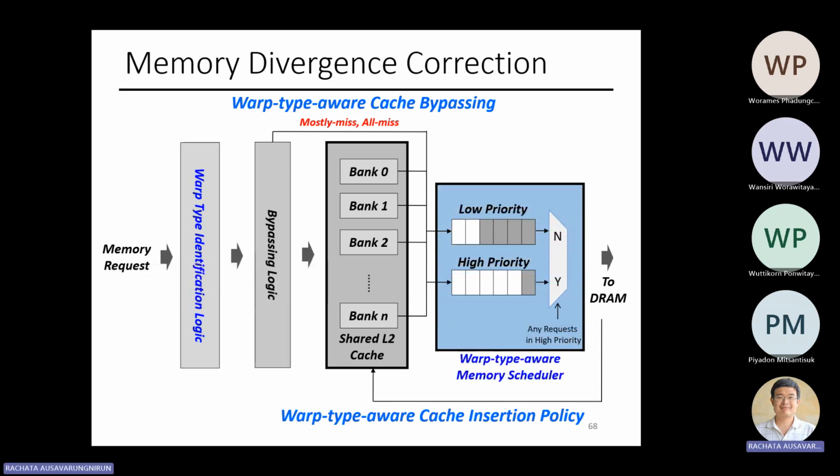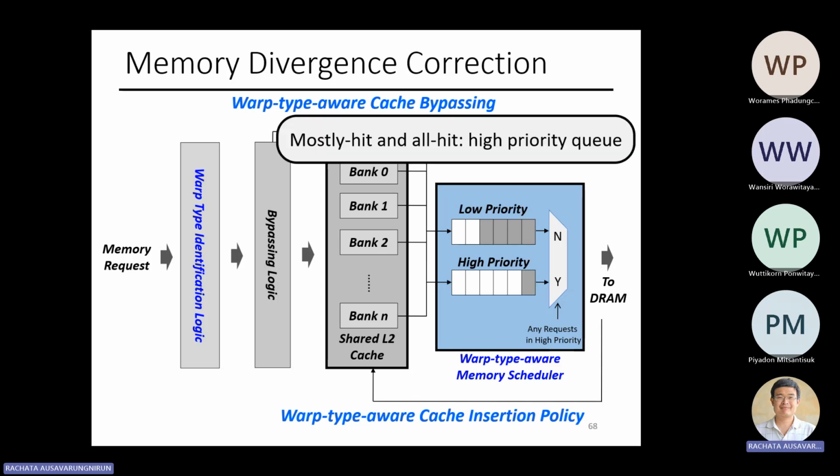Now, to actually accelerate the all hit and mostly hit, you have to do something inside DRAM: if you are from the mostly hit or all hit, you go into the high priority queue. Why does this work? The high priority queue is always prioritized over the low priority queue, but because these are mostly hit, they don't send a lot of DRAM requests. They just send 1 or 2. So these 1 or 2 requests get serviced really quickly. It doesn't really slow down the rest of the accesses because it's only 1 or 2 requests. The rest go to the low priority queue, right?